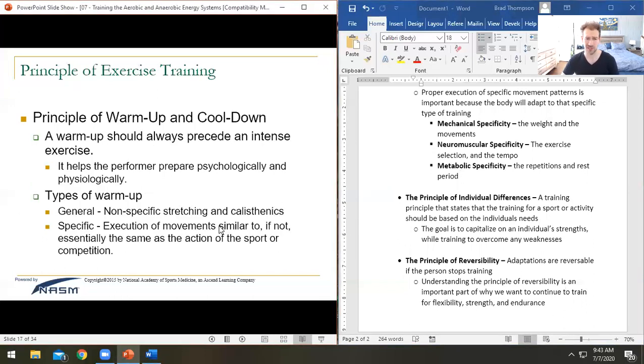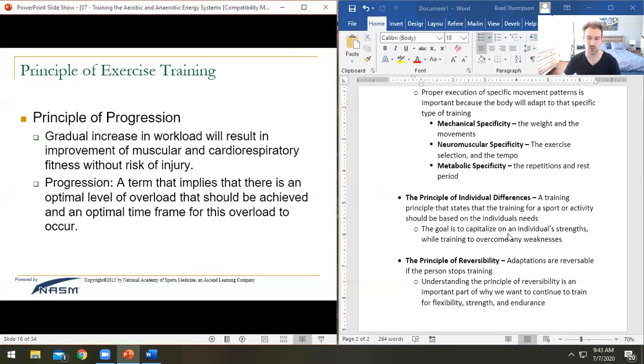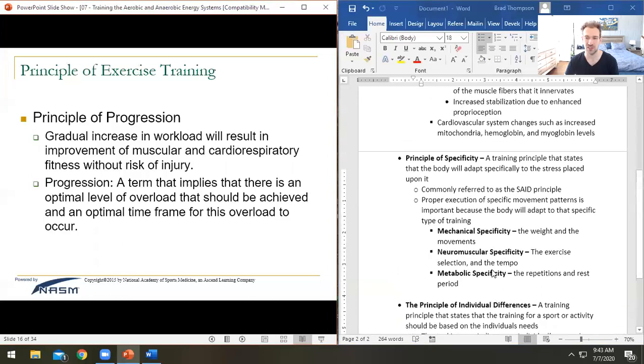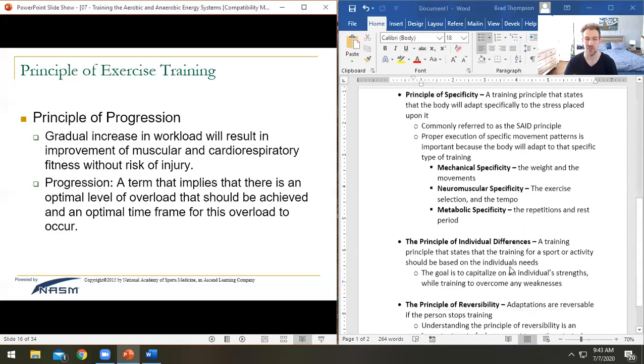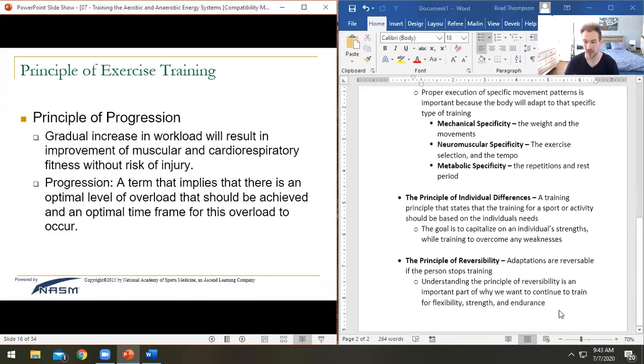All right, now there's a couple other ones here. Just a bunch of principles here. But this is where we're starting to get out of direct training principles. There's the principle of progression, which really just goes right back. It just feeds into the principle of overload. The principle of progression doesn't need to exist on its own. But this is basically saying that gradual increases in your workload will result in increased muscular and cardiorespiratory performance, right? Again, if we understand our principle of overload, we understand the principle of progression, right?